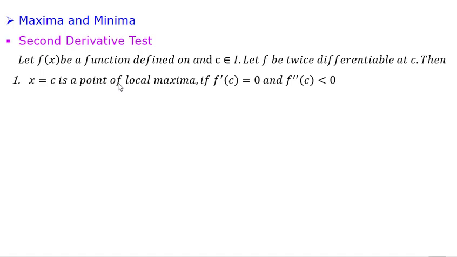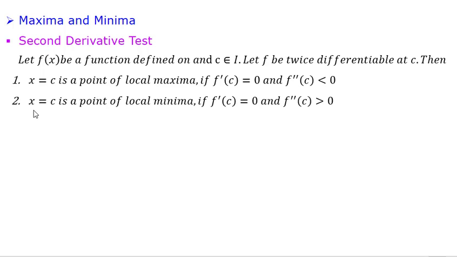Local maximum, you understand what is local maximum. There could be a chance that you have more than one maximum value, so for a given interval I will get a maximum value. That is local maximum. In the same way, x equal to c will be a point of local minimum if the first derivative is 0 but the second derivative is greater than 0.